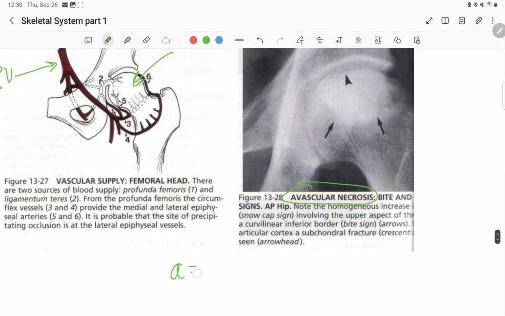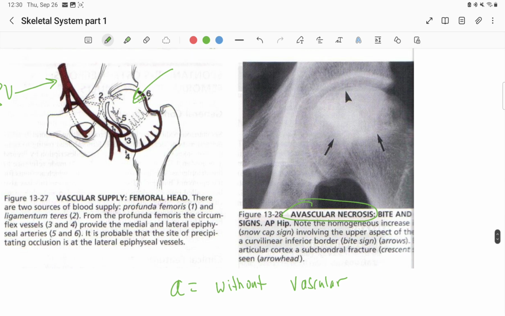Okay, so A means without, and it's attached to the word vascular, which implies blood supply. So if it's avascular, it means without blood supply. Okay, and necrosis means tissue death. So in this case, it literally translates to tissue death because of lack of blood supply. So avascular necrosis.